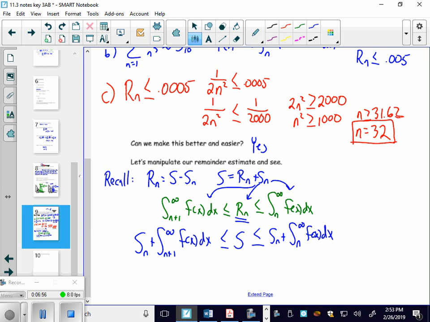So basically what that does is it gives us a way to bound s. We are actually finding a bound for s. We have a lower bound for s, and over here we have an upper bound for s. So we can find those two things. We can bound s and then basically just average the two to get a really good approximation for s. And that should actually take fewer terms than what we just found in the previous part, where we needed 32. So let's take a look at this on the next page.